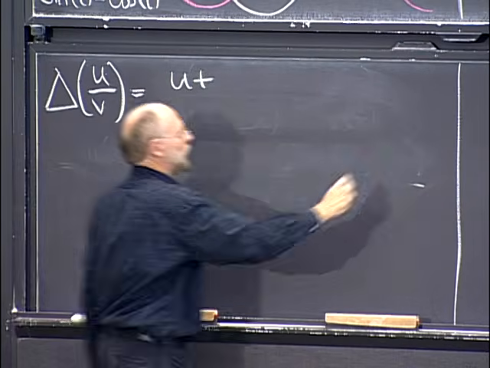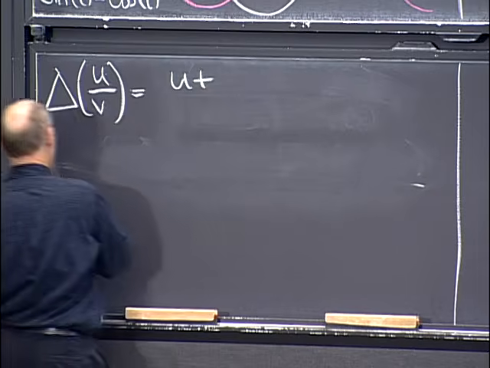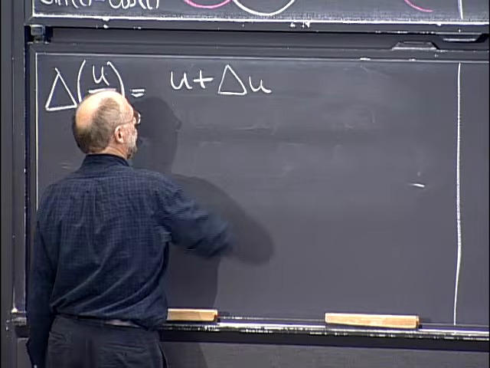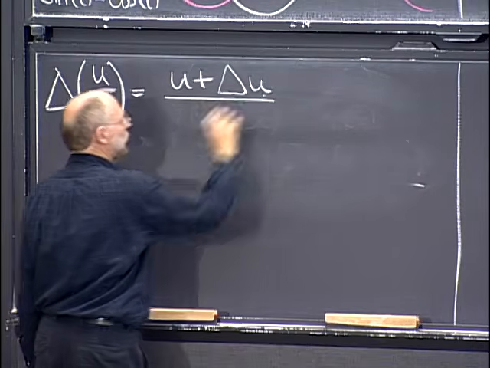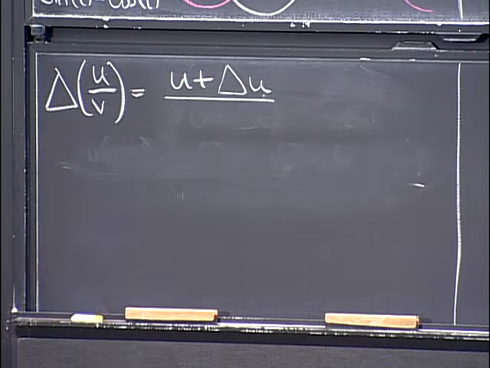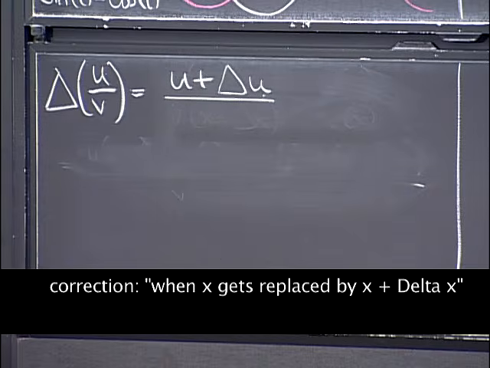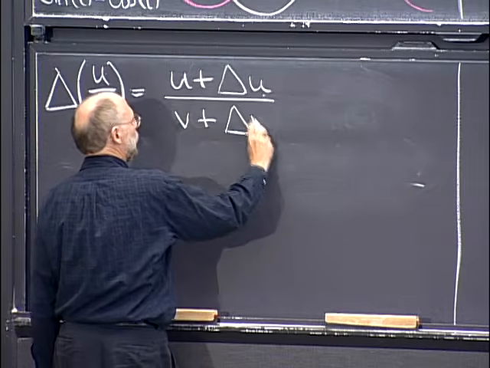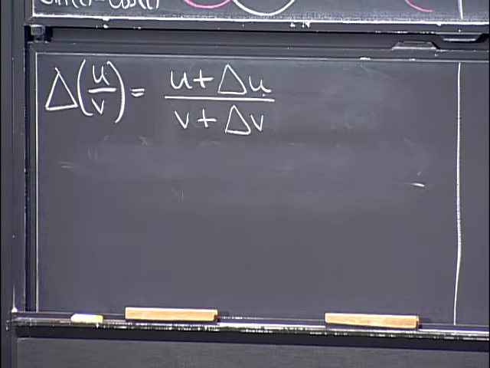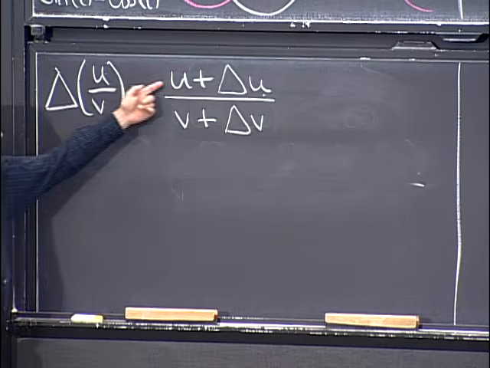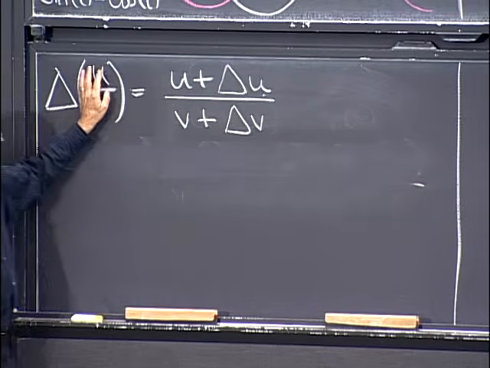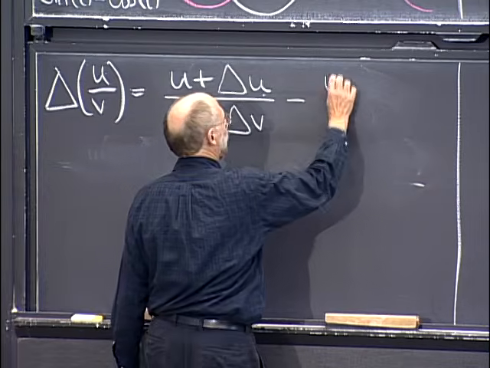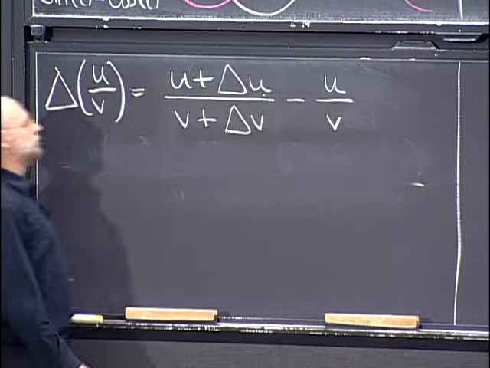The value of U at x plus delta x is U plus delta U, right? That's what delta U is. It's the change in U when x gets replaced by x plus delta x. And the new value of V is V plus delta V. So this is the new value of U divided by the new value of V. That's the beginning. And then I subtract off the old values, which are U over V.